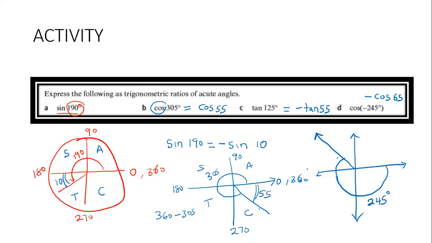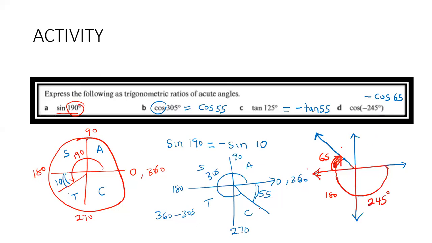Which angle am I looking for? I'm looking for the angle that is very close to the x-axis, which is this angle here. But from here up to here is already 180. What about this part that is here? So what you do, you say 245 minus 180. So you end up with 65 as your angle.